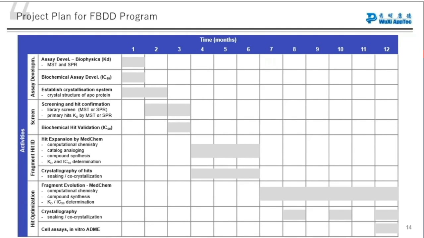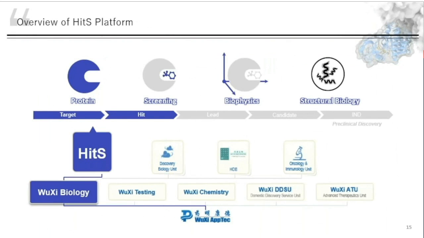And we are quite flexible to add all kinds of additional assays or activities that are required for the project. We can do that because, of course, HIT-S is just part of WuXi Biology, and WuXi Biology is part of the WuXi AppTec company, and we have internal resources that can be used within WuXi Biology for all kinds of assays. And of course, we can also add the WuXi chemistry for the synthesis of these compounds so that we can do all these activities in-house.